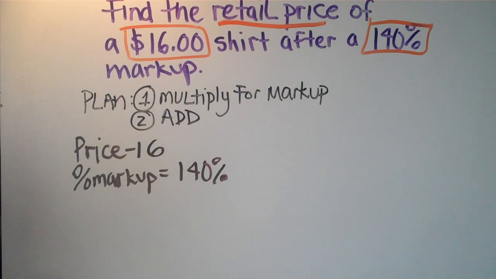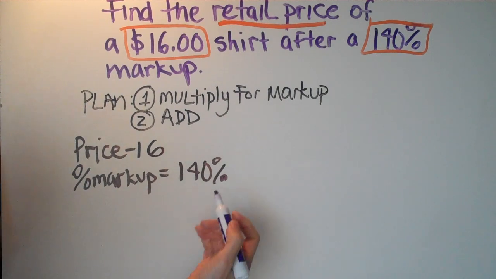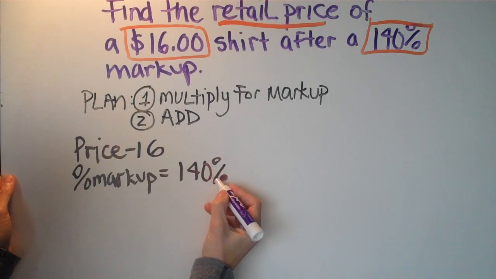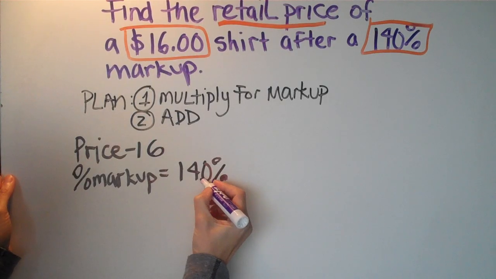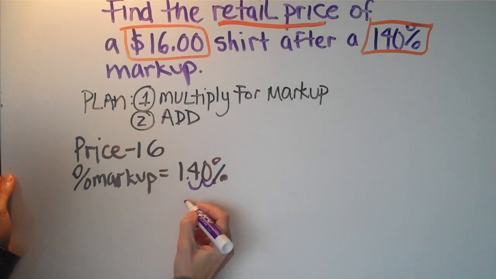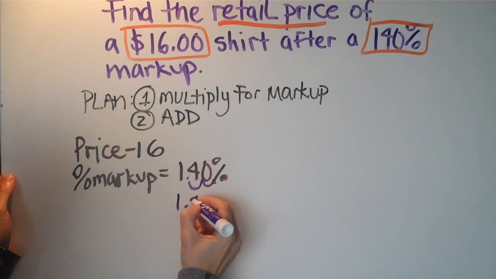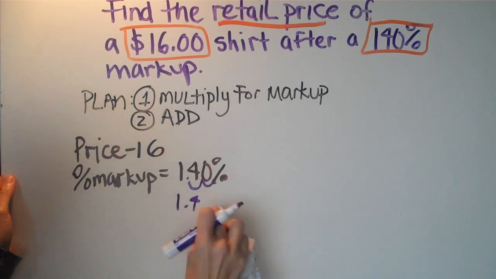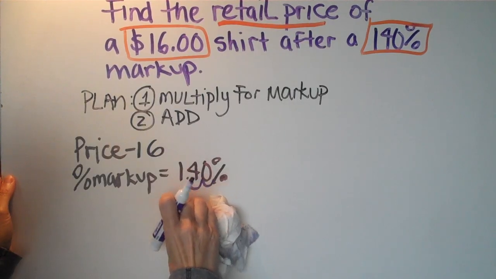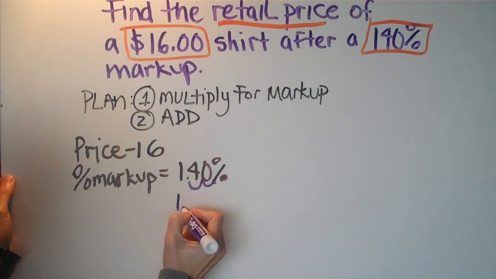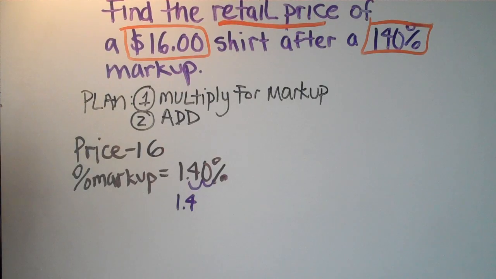So let's try to do this as an example right here. You have the price is 16 and the percent markup is 140%. Well, we know from the past that we always have to change the percent to a decimal. So we go 2 places to the left, and what we're going to end up using is 1.4 as our decimal.